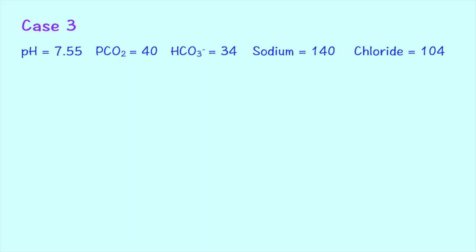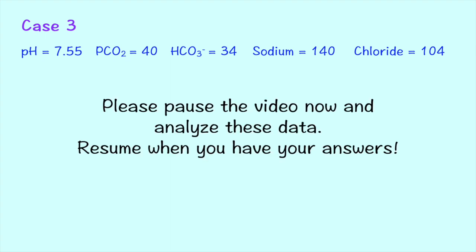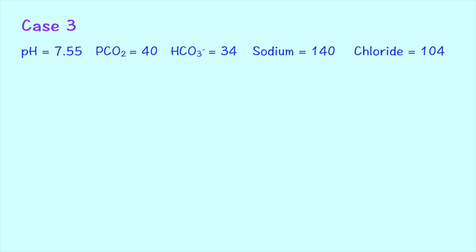Case number 3. pH equals 7.55, a PCO2 of 40, bicarbonate 34, sodium 140, chloride 104. This case becomes our first one with a pH elevation. Let us welcome alkalemia with interest and elation. I am eager to explore with you this base extravaganza. To analyze it fully, though, I'll need another stanza.